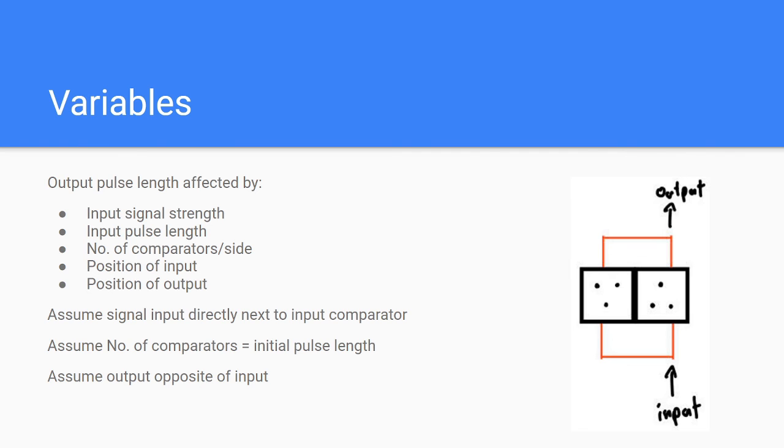pulse extender will decay immediately. So there's no time delay and it's better, I guess. And finally, we assume the output is opposite of the input, just for consistency.